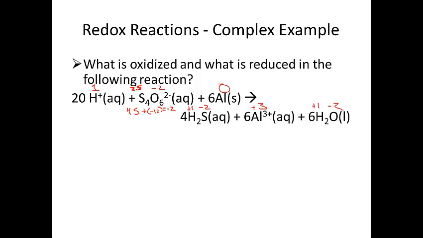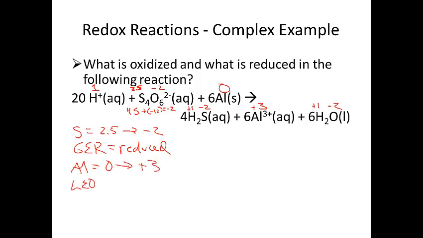So what changed oxidation states from the reactants to the products, Eugene? Sulfur. So sulfur went from 2.5 to negative 2. So does that mean it gained or lost? Gained electrons. So it was reduced. So what else changed? Aluminum went from 0 to plus 3. So it lost electrons. So it was oxidized. For now, that's what you need to be able to do, is look at a reaction, figure out what was oxidized and what was reduced.